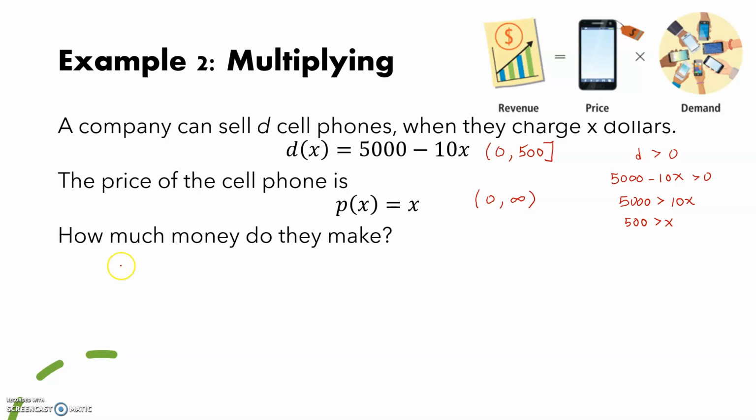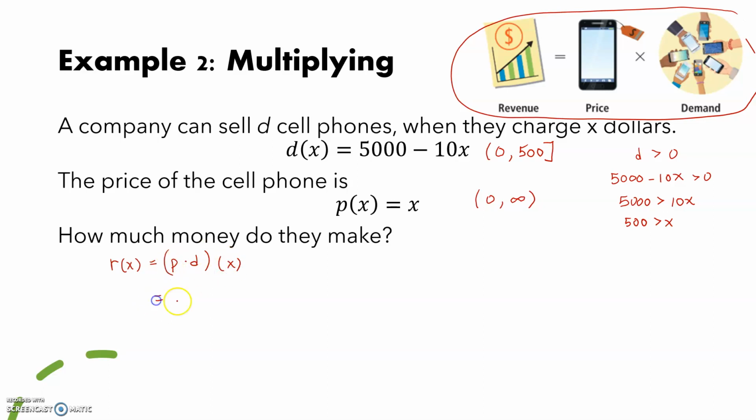And then the revenue, I wouldn't just know this, but it's kind of written up here in graphics. The revenue is going to be the price times the demand of x. So we're going to do price times demand, so we'll do x times 5,000 minus 10x. And then I could distribute that, so it would be 5,000x minus 10x squared.